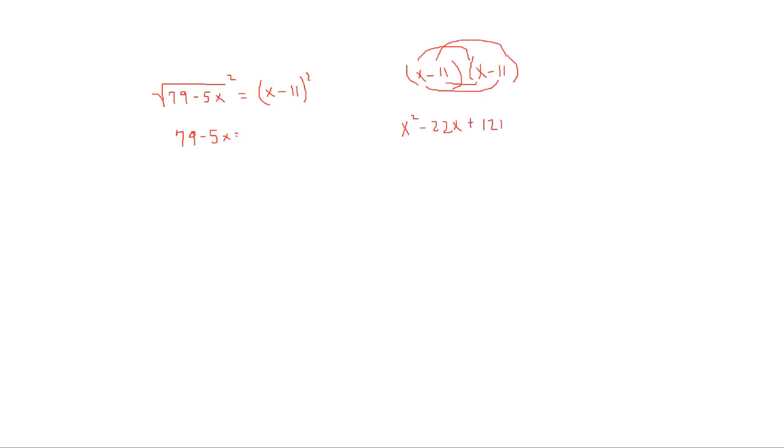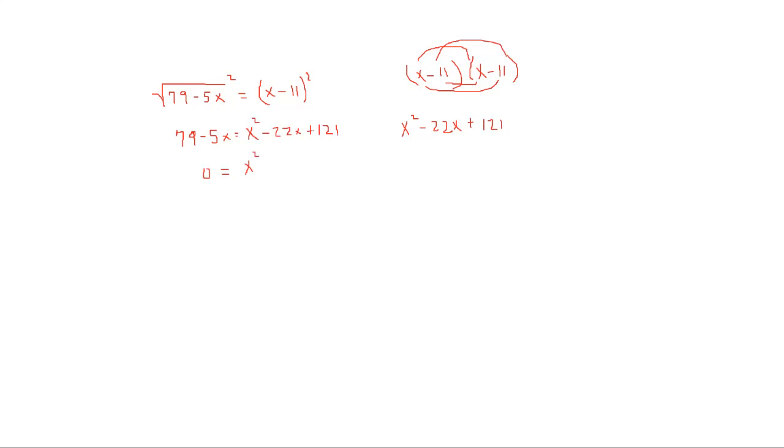So on the right side, I have x squared minus 22x plus 121. And now I have to solve for x. So this is going to be some old school here, right? We're going to have to set one side equal to 0. And that's going to give me on the right side, let's see, x squared.